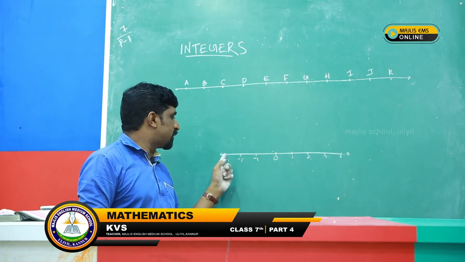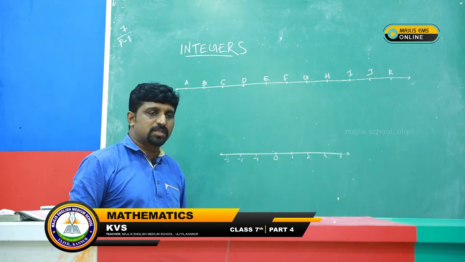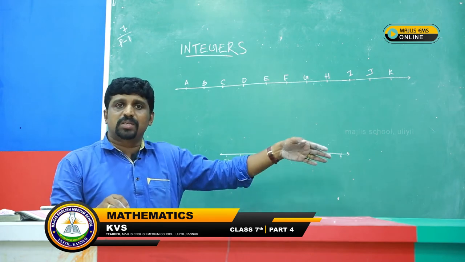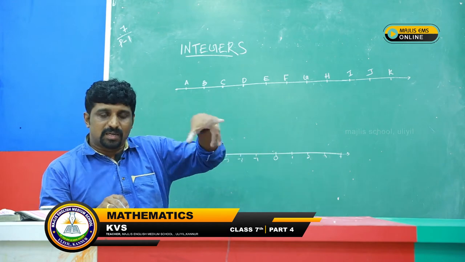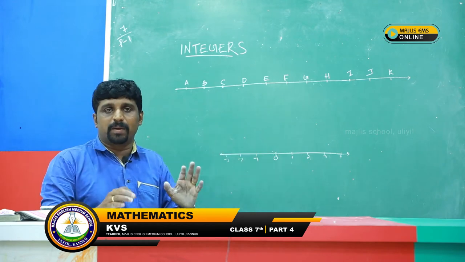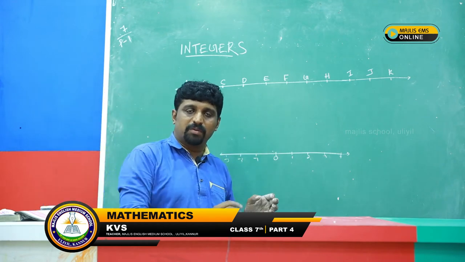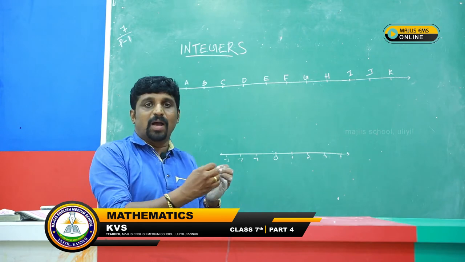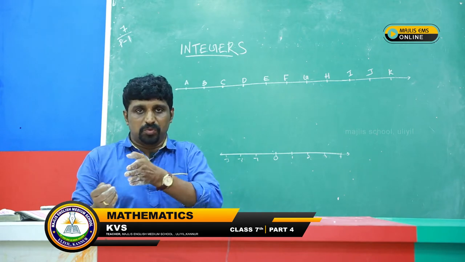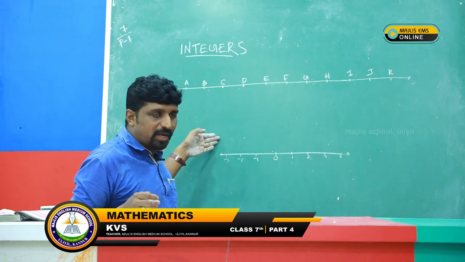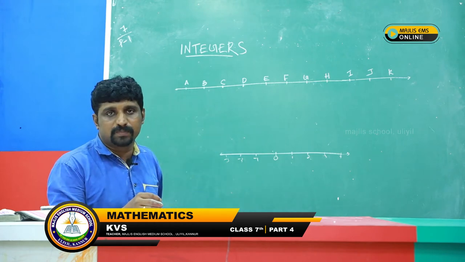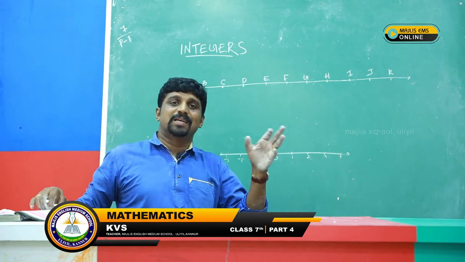When we consider 2 and minus 3, which one is greater? 2 is the greater one, because 2 is on the right side. The right side value is always greater when we compare two numbers. When we move from left to right, the value will increase. Moving from right to left in this direction, it will decrease. These numbers are known as integers.